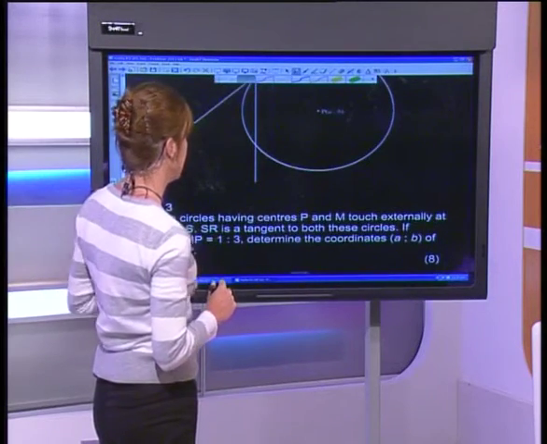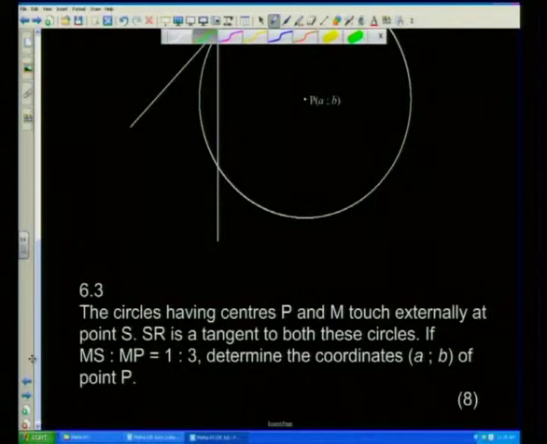The next thing they're asking us to do is: the circles having centers P and M touch externally at point S. SR is a tangent to both of the circles. If the ratio of MS to MP is 1 to 3, determine the coordinates A and B of point P.